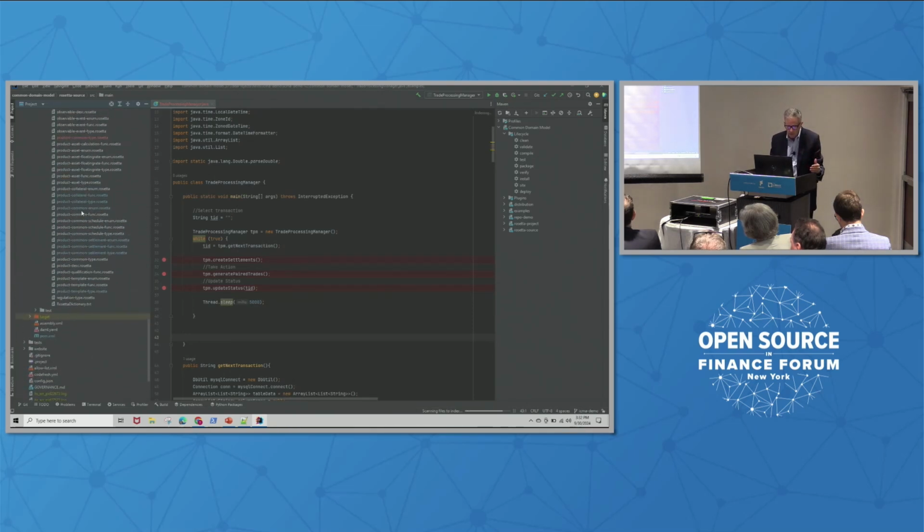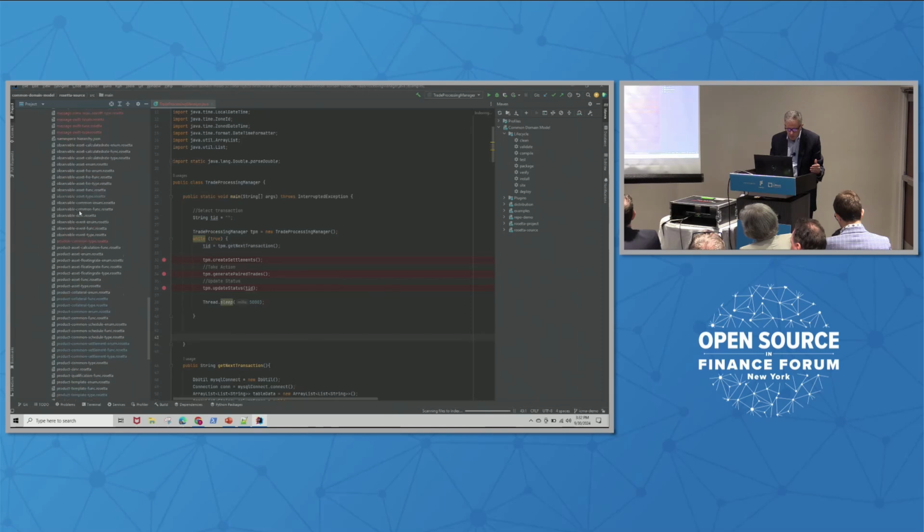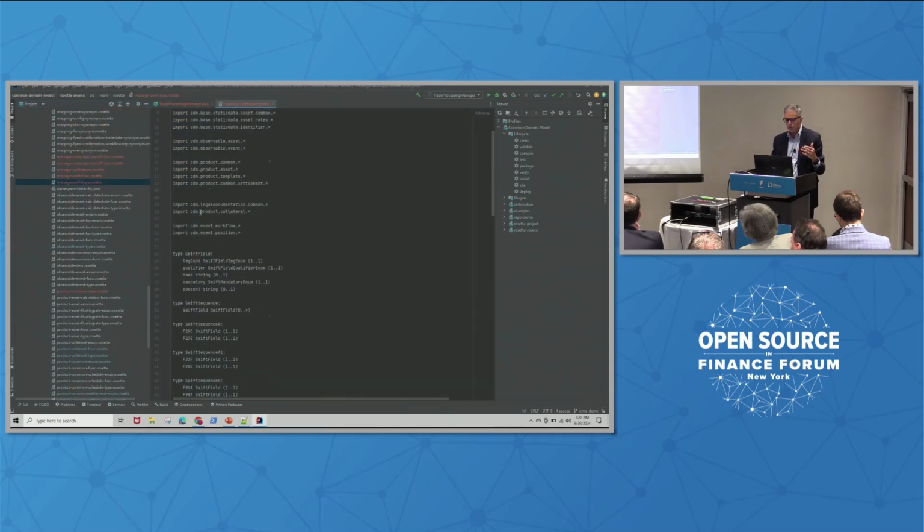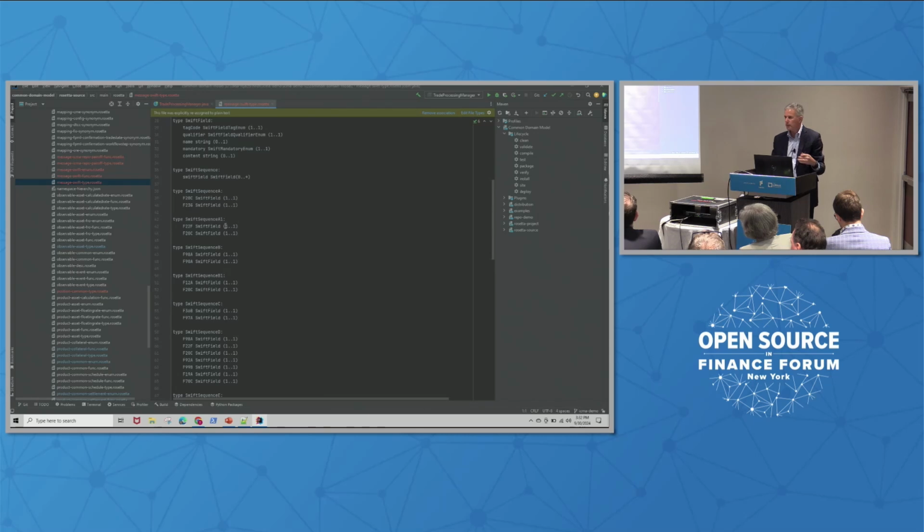So here's an example of an extension for integrating Swift into the CDM. Swift is not fully integrated into the CDM at the moment. This is something we're working on, and I think you were asking about integrating other models into it. This is a model representation of Swift messages. If you're familiar with Swift, it's used for global payments around the world. Everybody interfaces to it if you want to make any kind of payment.